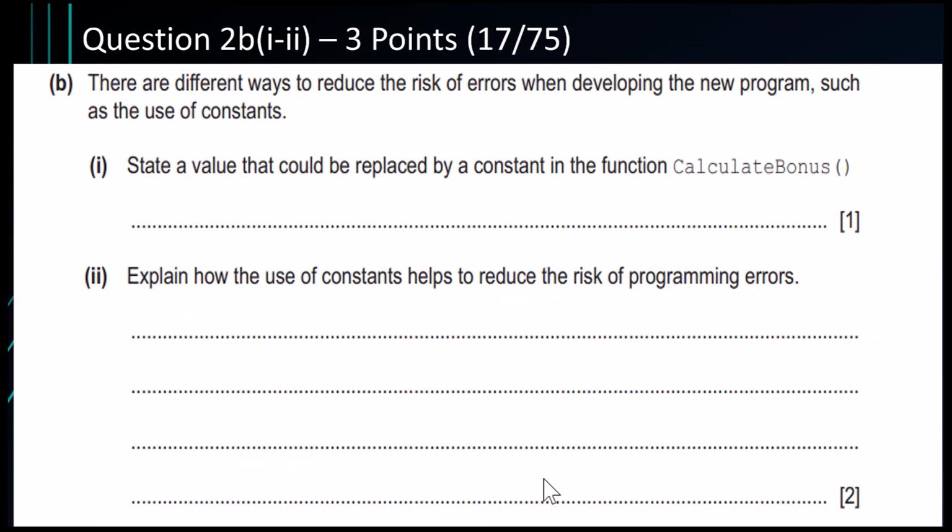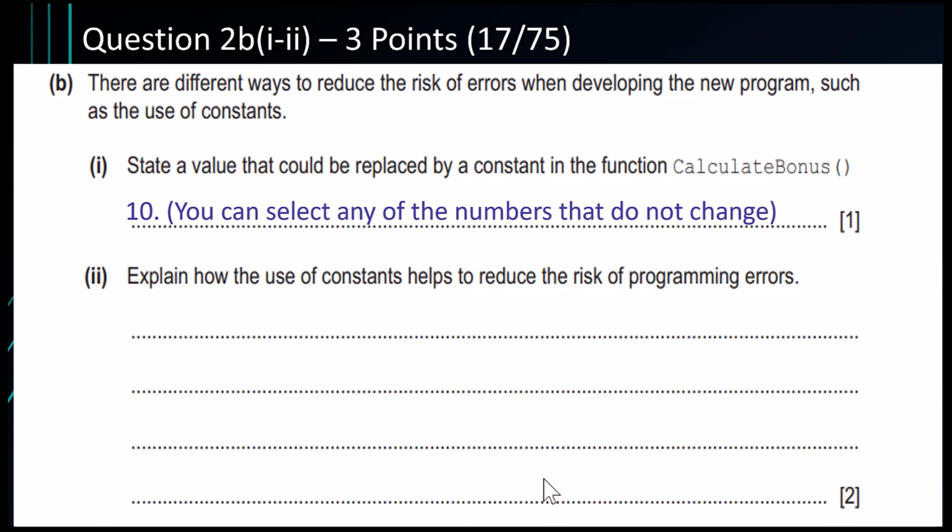Let's take a look at the next part. There are different ways to reduce the risk of errors when developing a new program, such as the use of constants. State a value that could be replaced by a constant in the function calculate bonus. What are you looking for here? There's a lot of numbers going on. You can use any number that does not change. 2,000, 4,000, 10, 100, any of those will work.